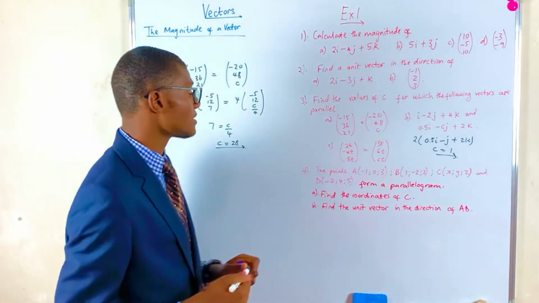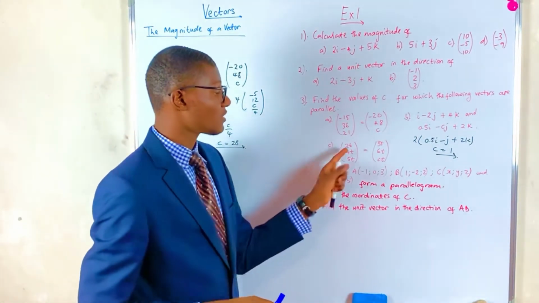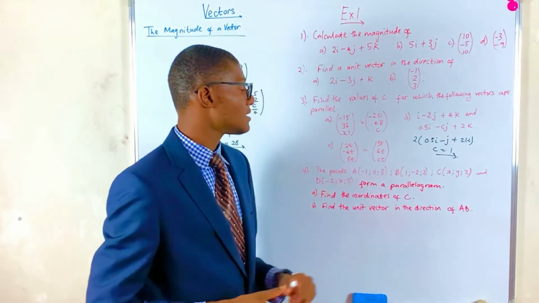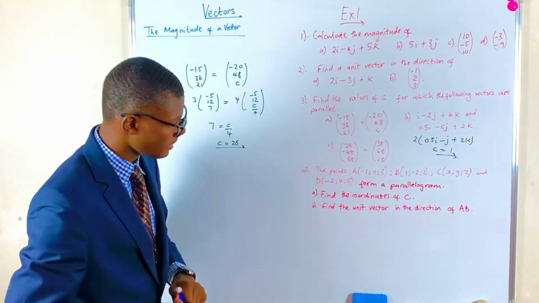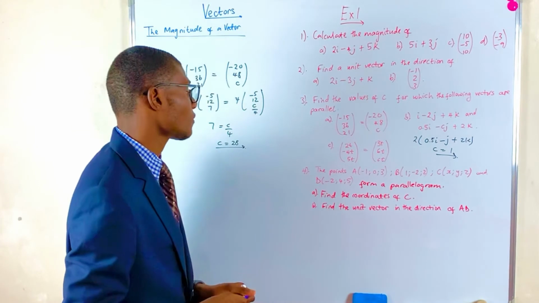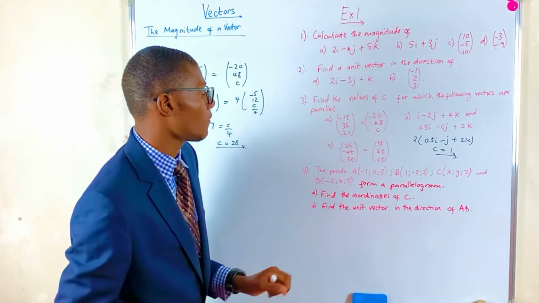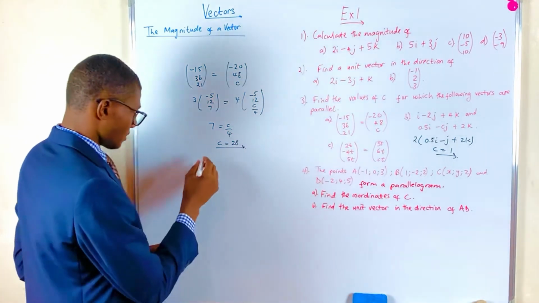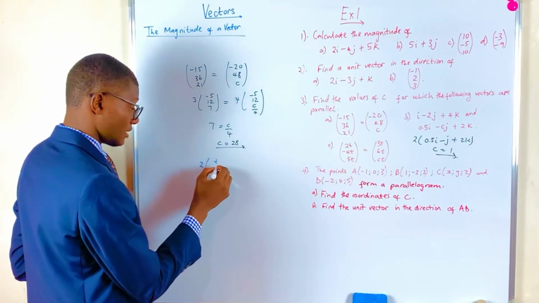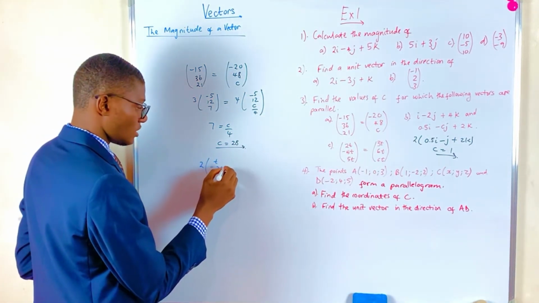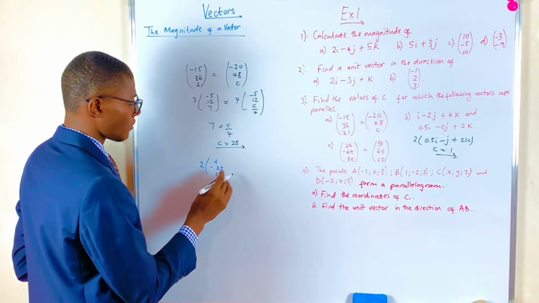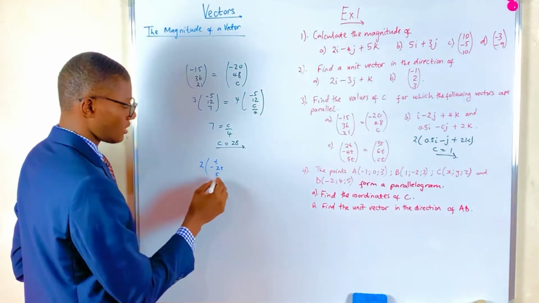Then for part C, we've got 2t, minus 4t, 5t being parallel to 3t, 6t, ct. So what do we have to do here? If we factor out 2 from here, we get t, minus 2t, and then 5. Okay, in actual fact, let's just go with that.